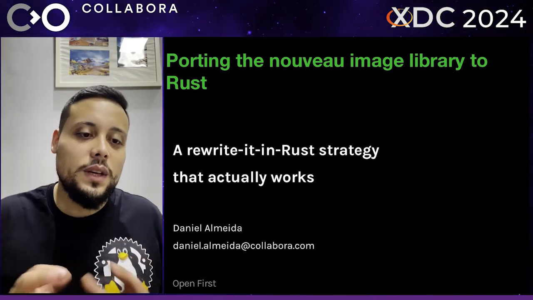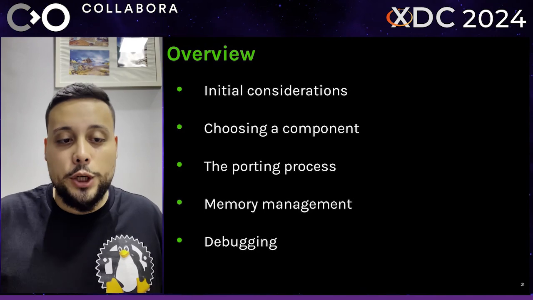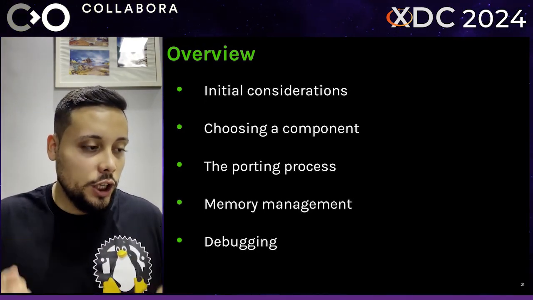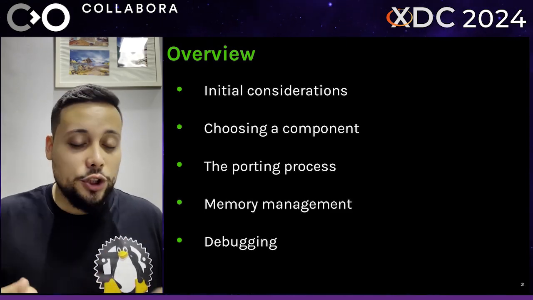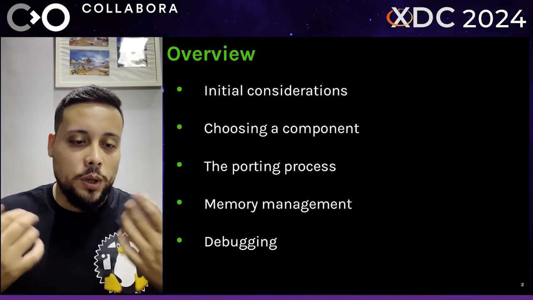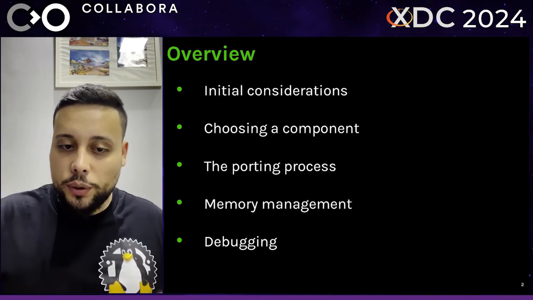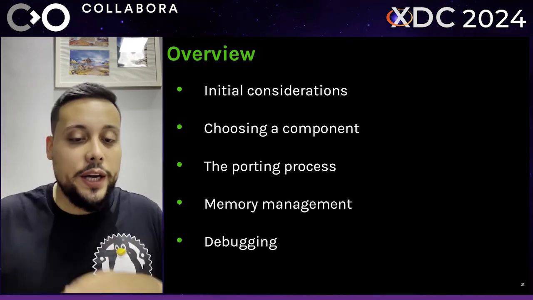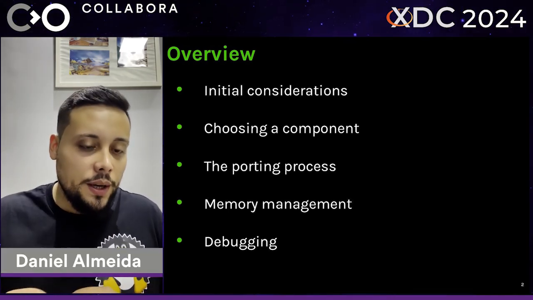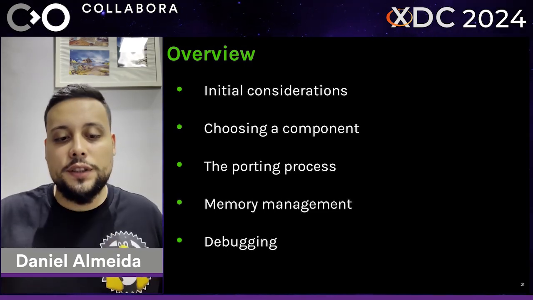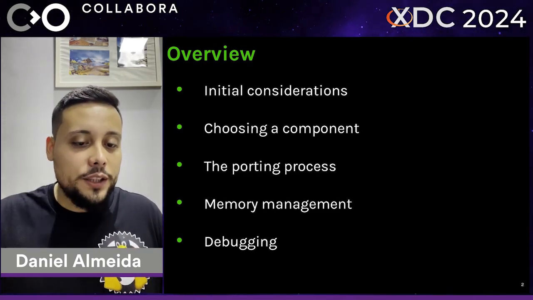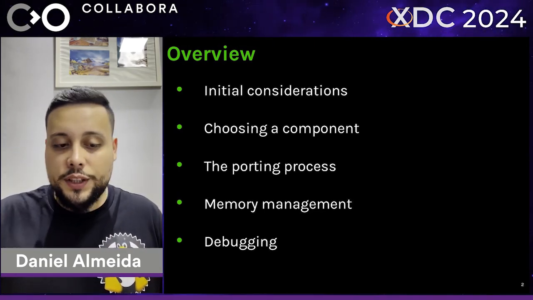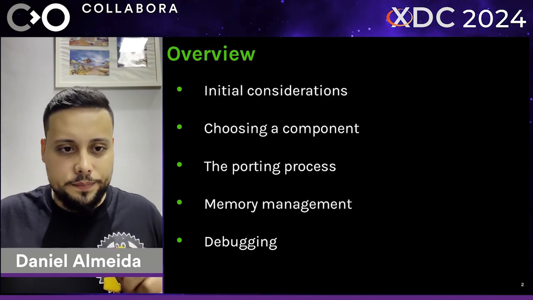of minutes, basically. For the agenda, we're first going to start with some initial considerations of when is it easy versus when it's not easy for you to basically introduce Rust to your project. Then we'll go over how you go about choosing a component to port to Rust, what makes a component a good candidate to be ported to Rust. After that, we'll be talking about the actual porting process. How does this look like? The memory management side of things. We'll see that there's some corner cases in there that we have to pay attention to. And lastly, how do we debug this?